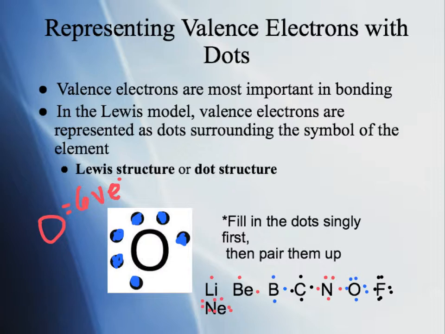Neon has 2 dots on all 4 sides, which means it's 8 dots altogether. If you remember, neon is one of those inert noble gases that is not going to be very reactive, and we're going to see why when it comes to Lewis dot structures.